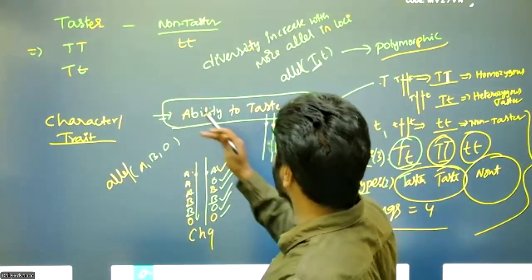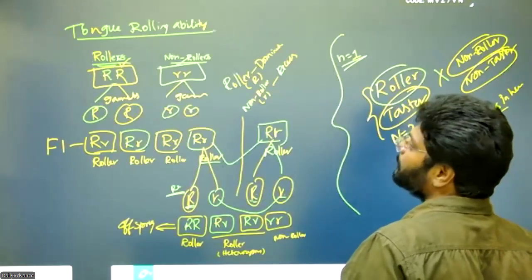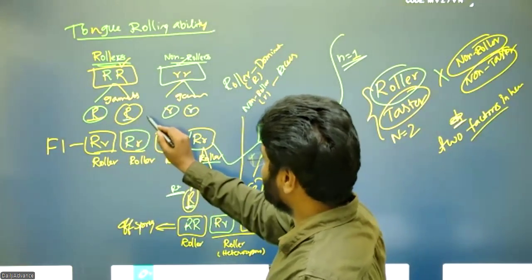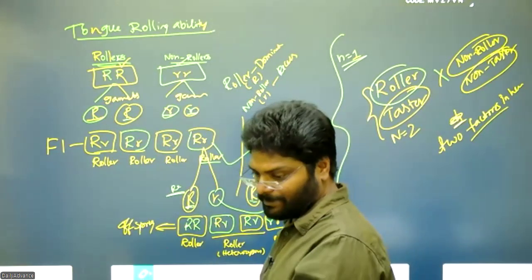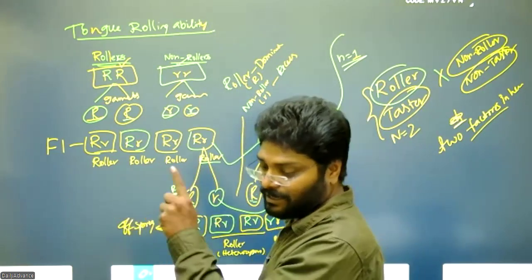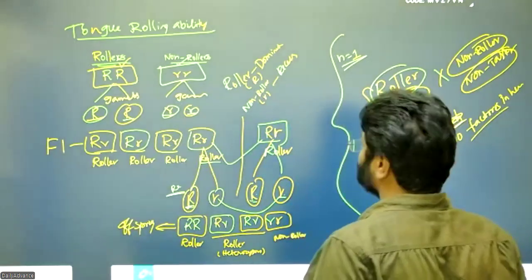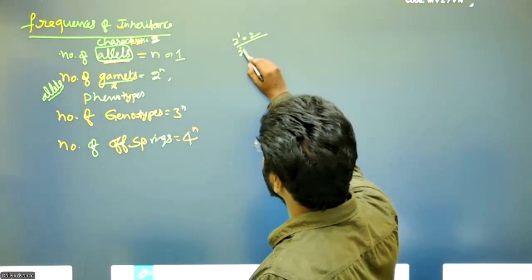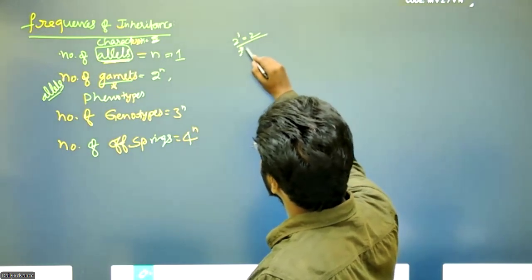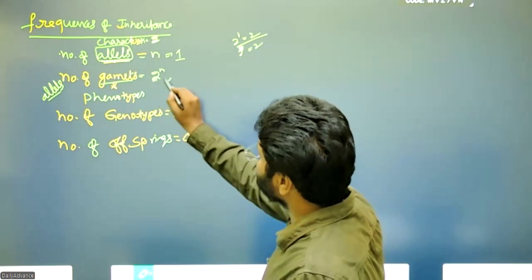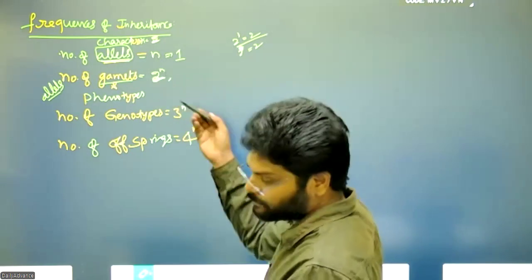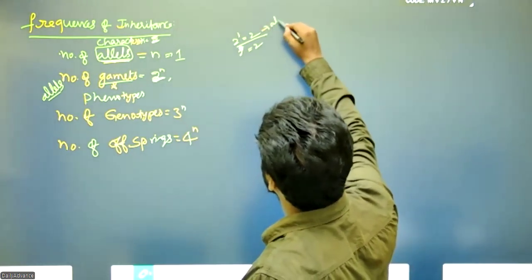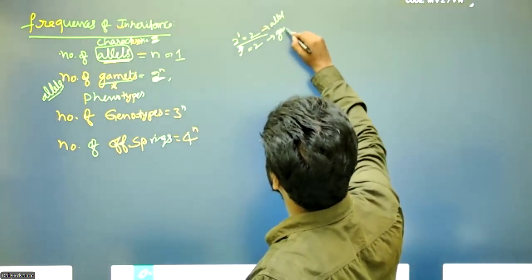So in the parental generation, capital R, small r, capital R, small r, small r. Two gametes only. One is the capital R gamete, another one is the small r gamete. So that means gametes are 2 power 1. That is 2 gametes. The gametes formula is: you have to substitute n equal to 1, so gametes are 2 power 1. That is 2. These are all the alleles. These are all the gametes.